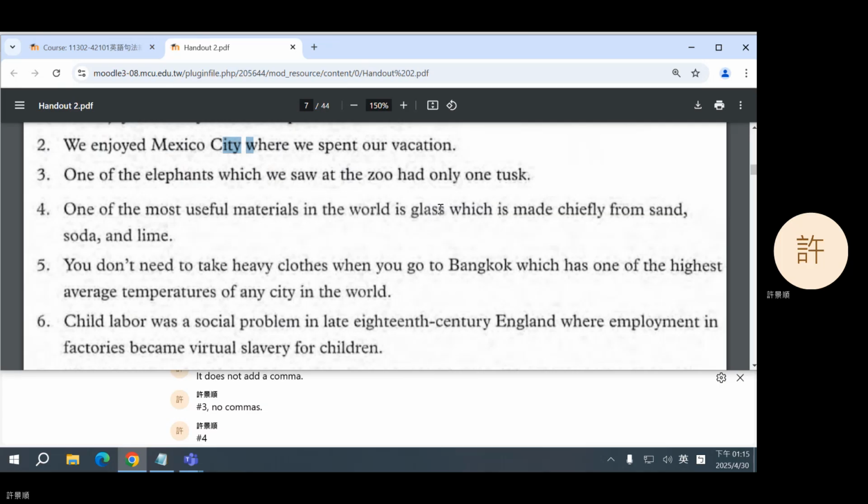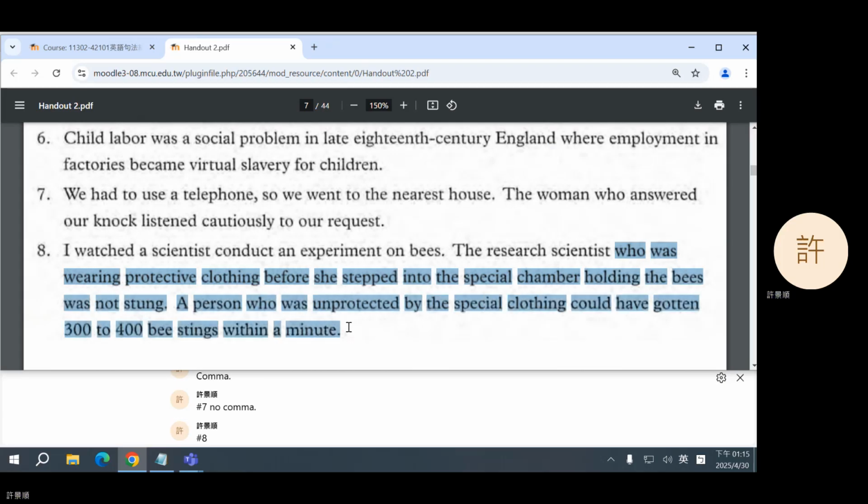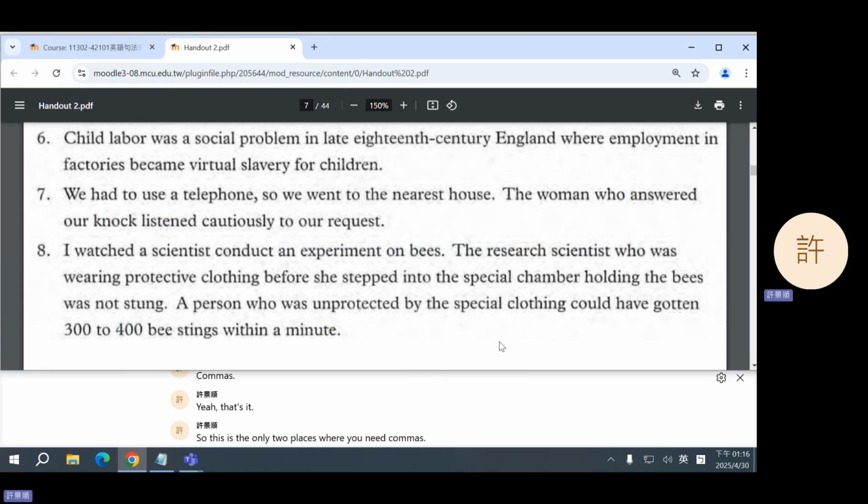Number 4, comma. Number 5, comma. Number 6, comma. Number 7, no comma. Number 8, commas. Yeah, that's it. So these are the only 2 places where you need commas. Okay, questions about this page?